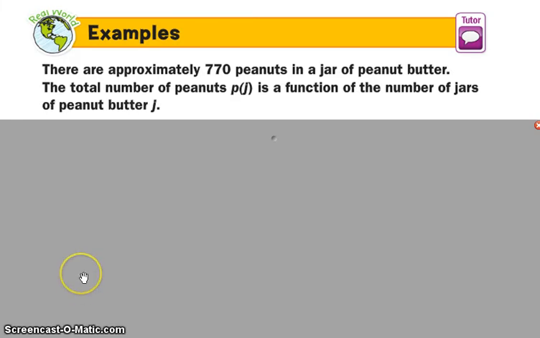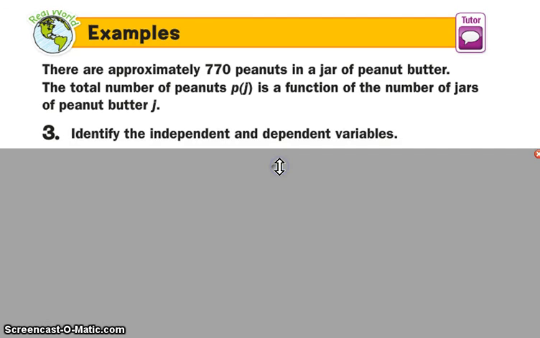Alright, let's look at another example here. There are approximately 770 peanuts in a jar of peanut butter. The total number of peanuts, P of j, is a function of the number of jars of peanut butter, which is j. Okay? So if you want to look at this as your y, remember this is the same thing as y. Identify the independent and dependent variables. So if we were looking, which one depends on which?